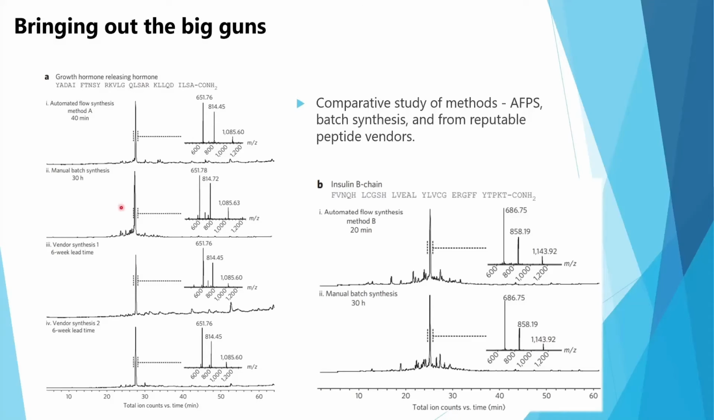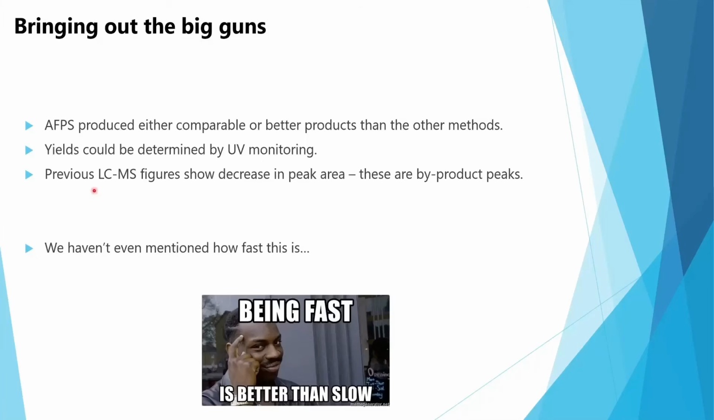So for even more validation to see how good this process is, they compared products from 3 methods: AFPS, batch, and from peptide vendors. Growth hormone releasing hormone and insulin were prepared and compared. It was found that AFPS produced products which were similar or better than the other products.